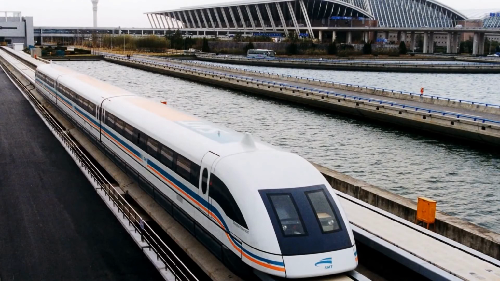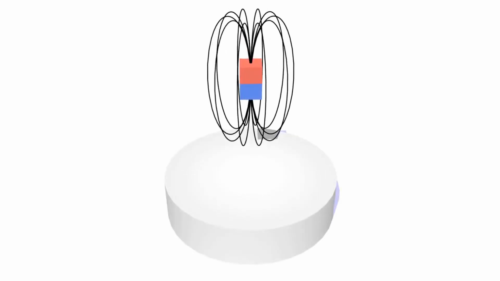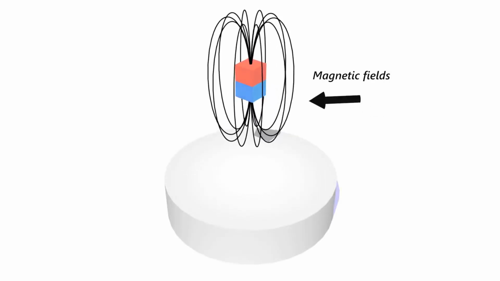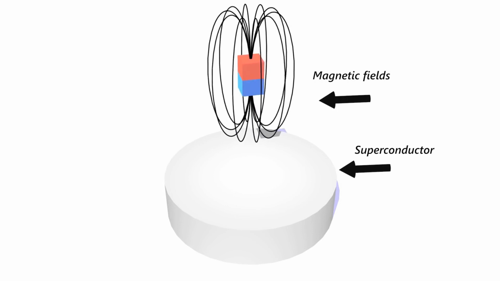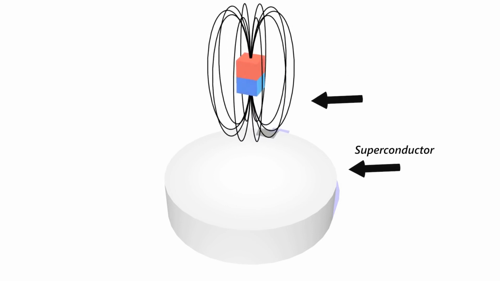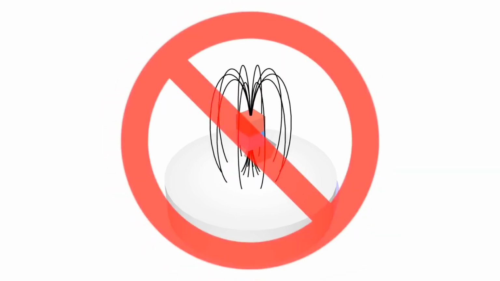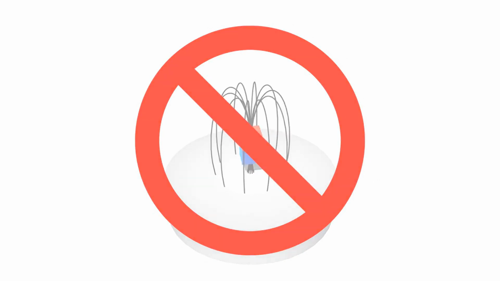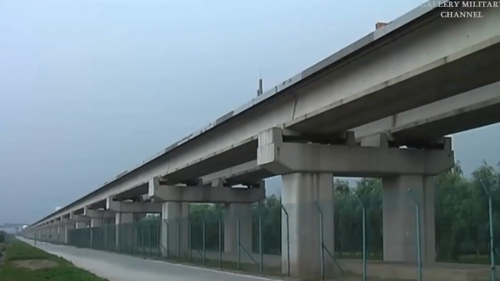Now we are actually ready to create really fast levitating magnetic superconductive trains. Because if we have a magnet up here, you can see the magnetic fields, and we have a superconductor down below, the superconductor will not have the magnetic fields inside of it, so this will not happen. The superconductor repels the magnetic fields, and therefore the magnet levitates.